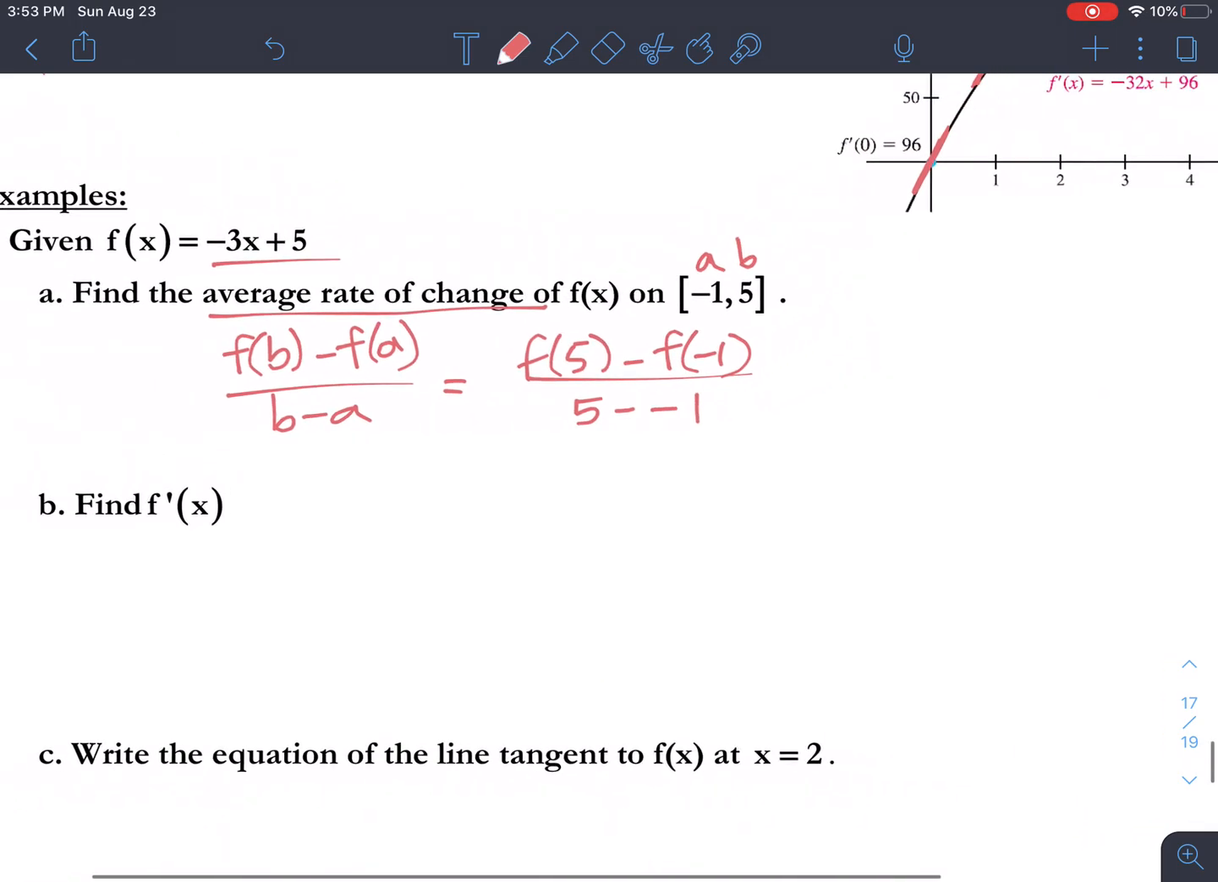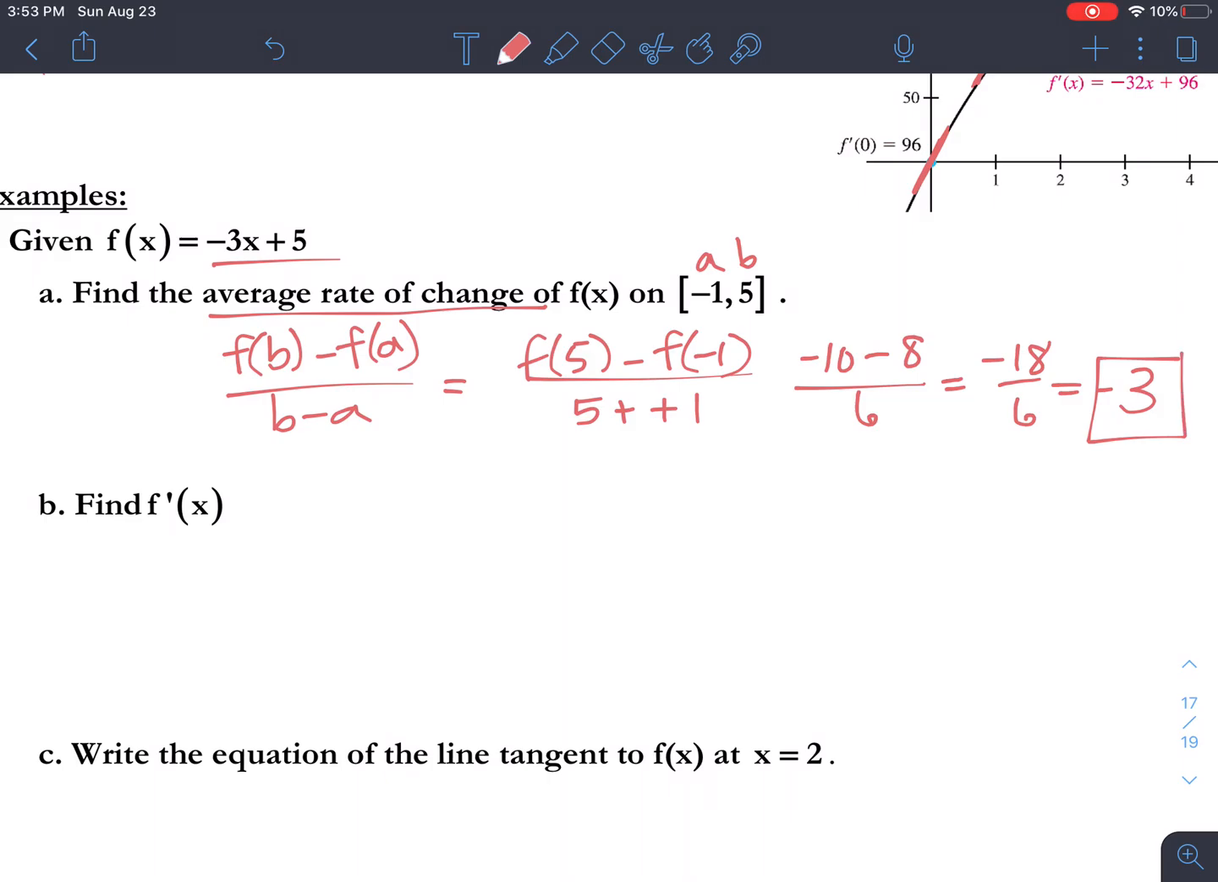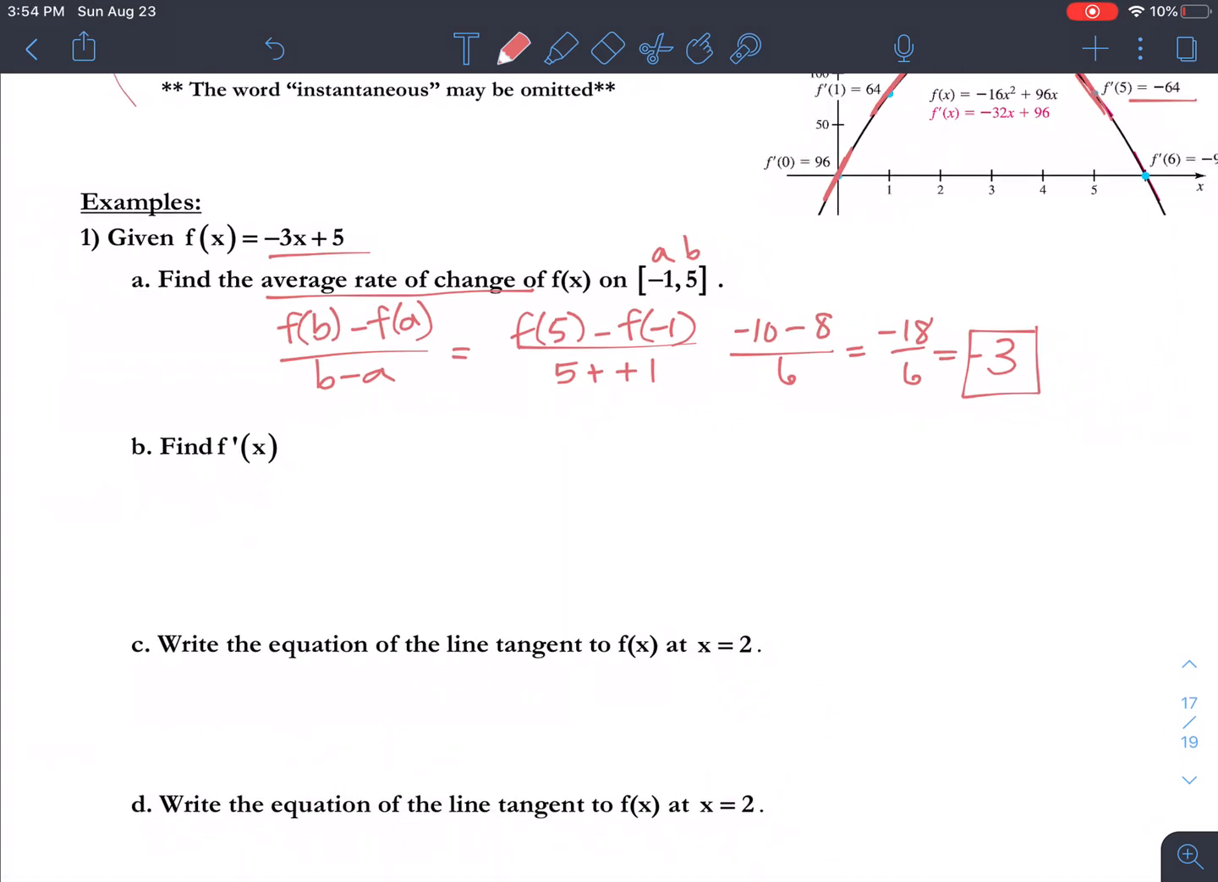What does that give us, guys? That gives us f of 5. If you plug in 5 here, that gives me negative 10. If I plug in negative 1, that gives me 8. 5 minus negative 1 is 6. And I get negative 3. So my average rate of change from negative 1 to 5, or the slope of that secant from negative 1 to 5, is negative 3. Hopefully this isn't too shocking to you because you know what this graph looks like maybe.